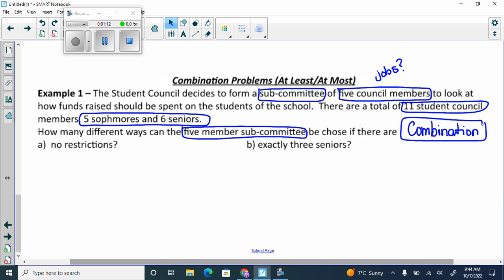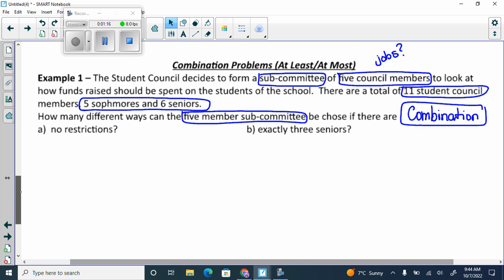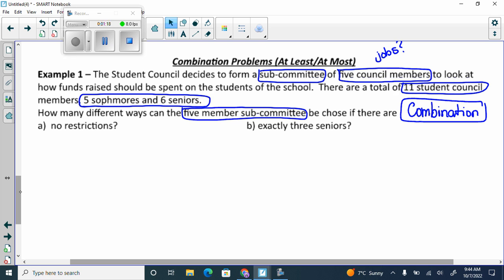All right. Now, we want a 5-person subcommittee with no restrictions. Does it say anything about girls or boys or anything? Nope. How many are there total? 11. So we're going to do 11 what? C5, yeah. Which is what?